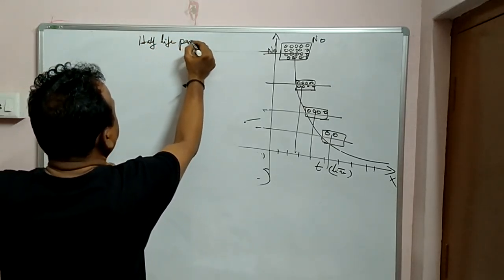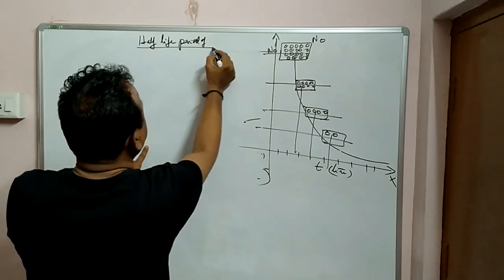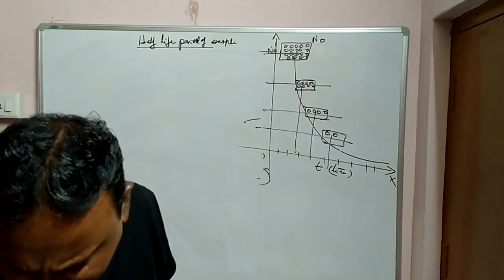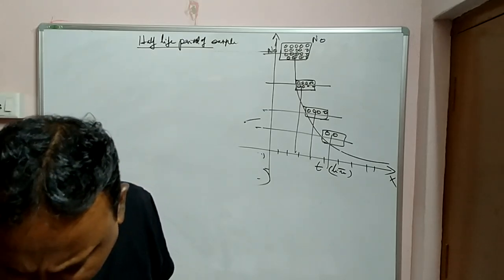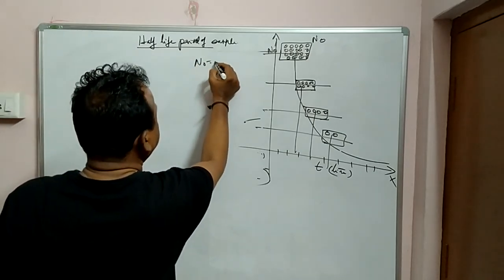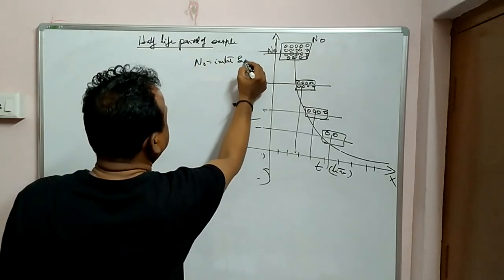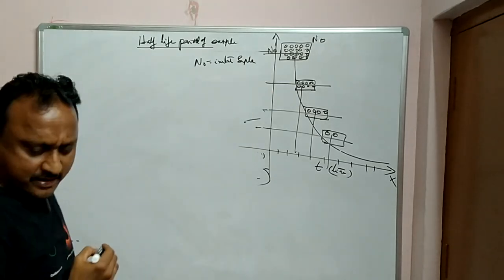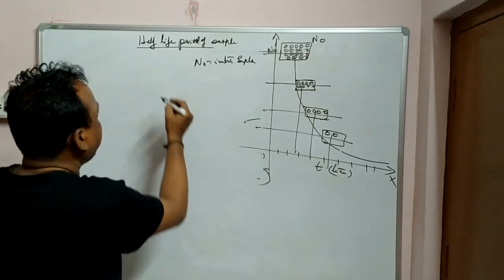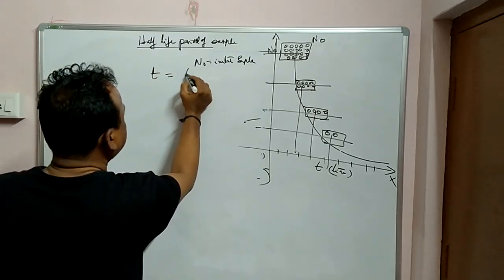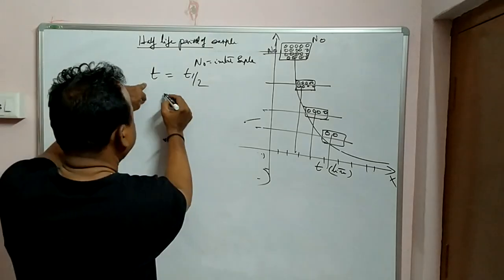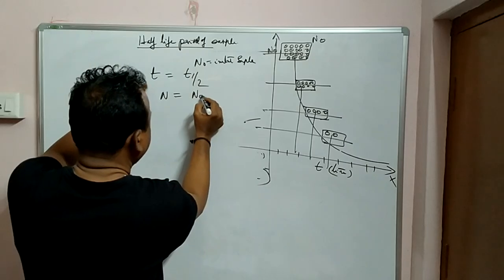Half-life period of the sample. Now we will try to explain what the half-life period is. For example, let N0 be the initial sample of the radioactive element. Now let the time required to become half of the sample be T half, and the sample N has become N0 by 2.